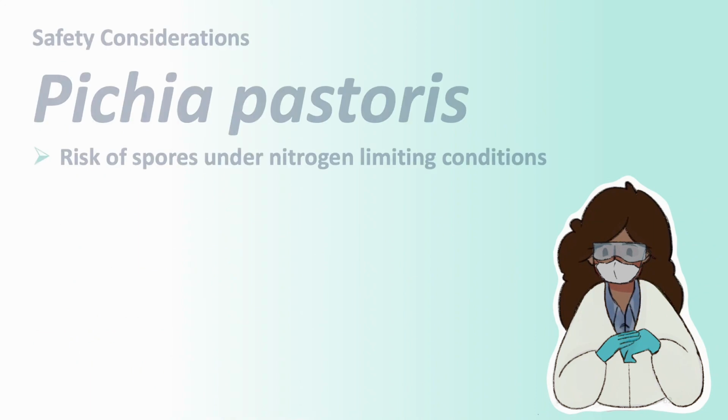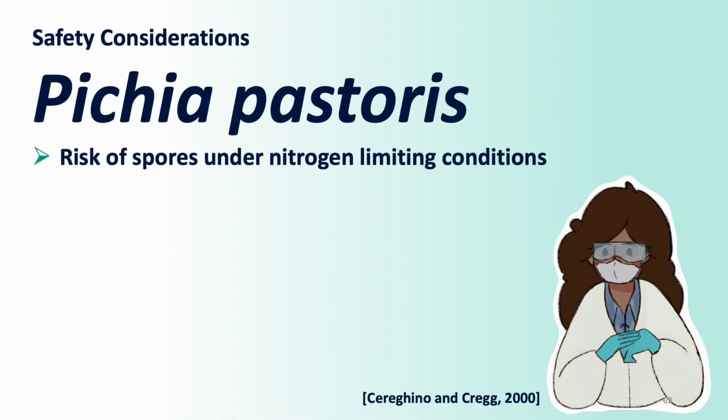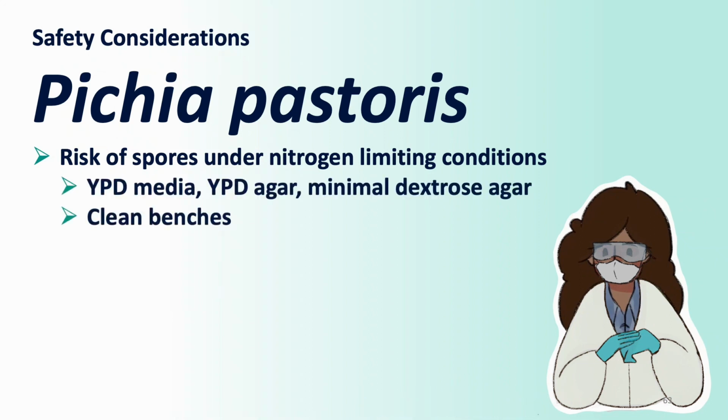Furthermore, we employed the yeast Pichia pastoris in our project, which can potentially form spores under nitrogen-limiting conditions. We prevented this from happening through the usage of media and agar that was not limited in nitrogen, like YPD medium, YPD agar, and minimal dextrose agar. Additionally, we paid attention to always contain the organism in closed environments, like clean benches and containers.